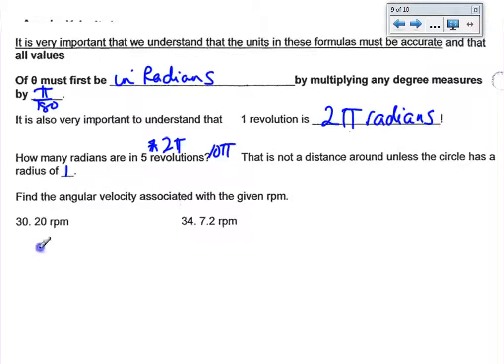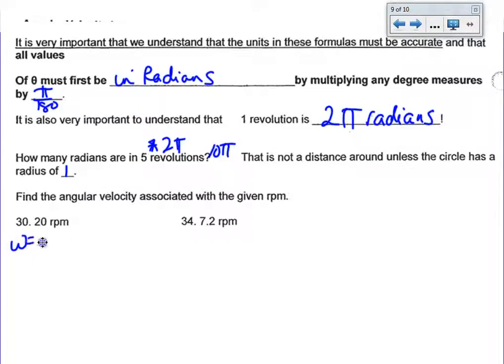The angular velocity associated with these rotations per minute. So first thing you need to do is find your central angle by taking the rotations per minute and multiplying them. Keep calling this wrong thing.